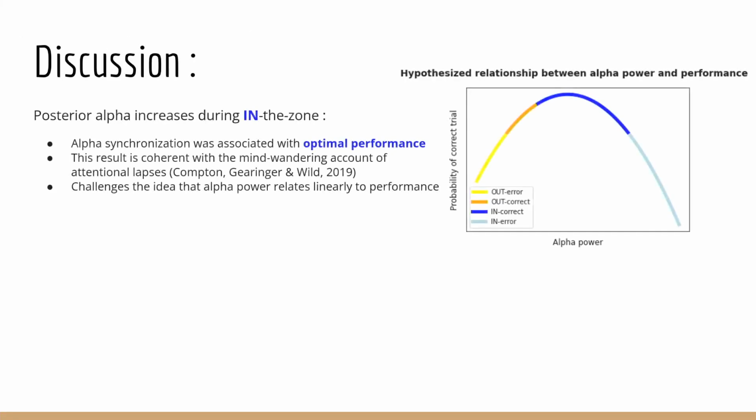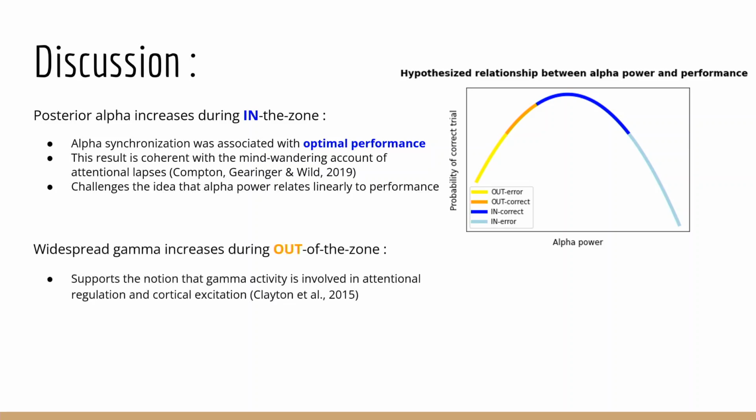So in conclusion, we've seen that optimal performance was associated with alpha synchronization, mostly in occipital regions. And this result is coherent with the mind-wandering account of attentional lapses. However, it's kind of counterintuitive because most of the time we relate an increase in alpha power to a decrease in performance. But in that case, it seems that having some kind of sweet spot in alpha activity is actually associated with an optimal state of performance.